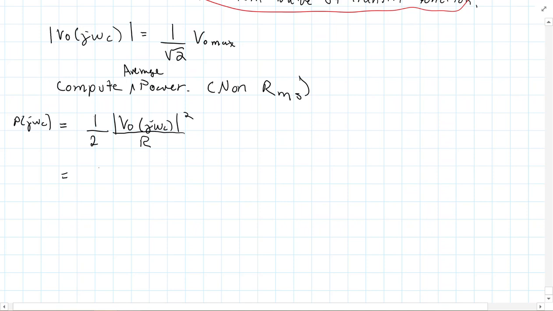So if we do this here, substituting this in here, we get 1/2 times 1 over the square root of 2 V out max squared, divided by 2.